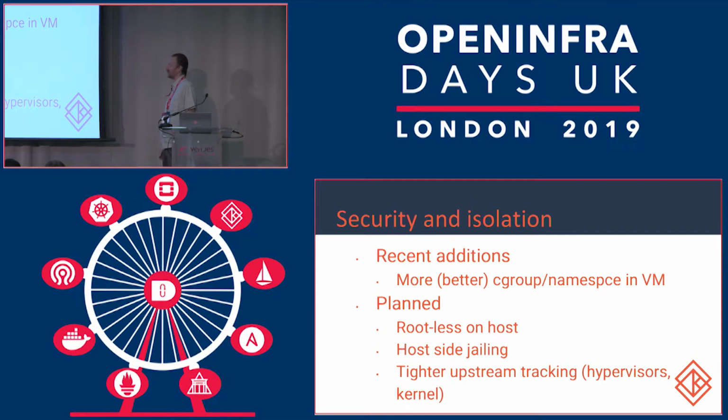Security and isolation. Kata really is about an extra security layer around your container. So we're doing better and more cgroups and namespaces. We're definitely looking at running rootless QEMU on the host. And host-side jailing is something that's come out of the Firecracker project. And we're going to track the upstream for CVEs and exploits more closely.